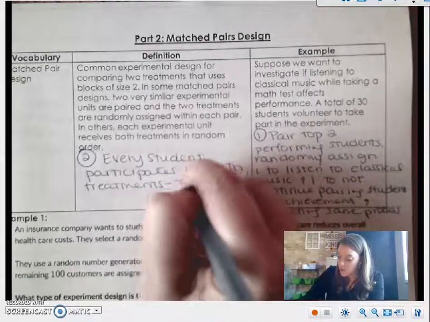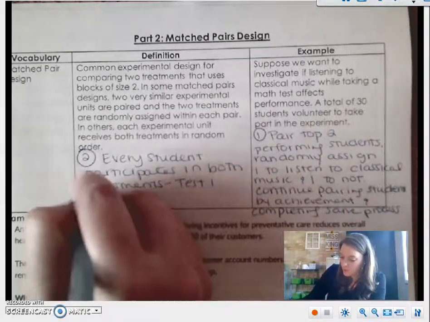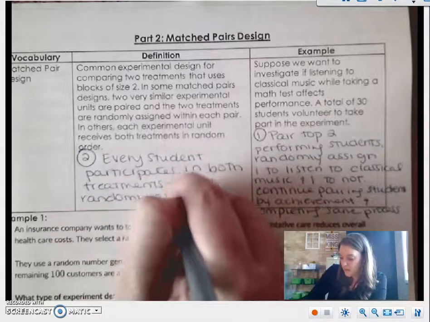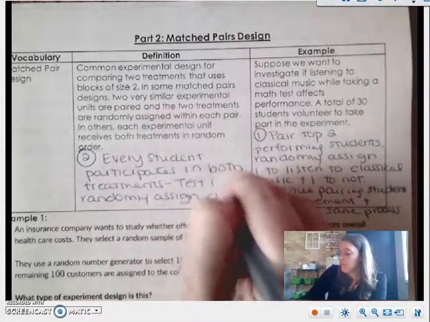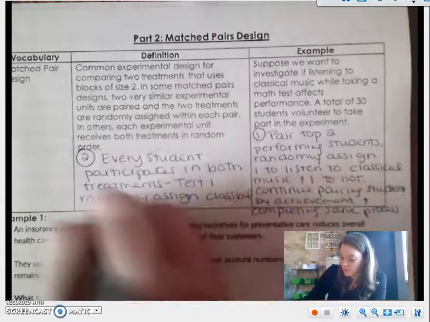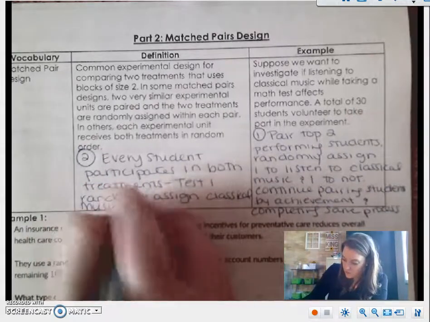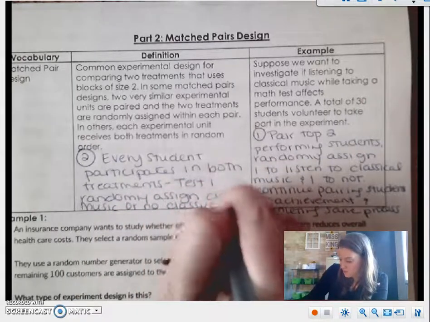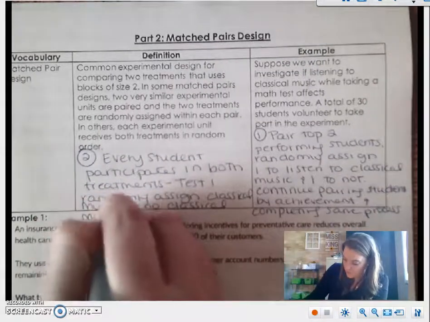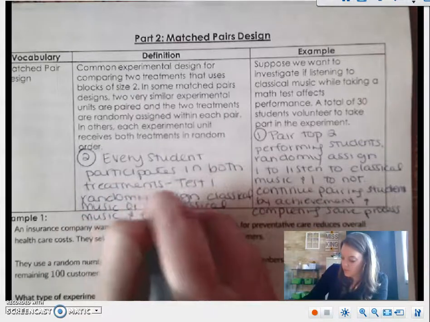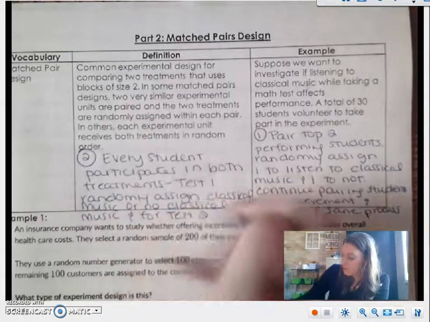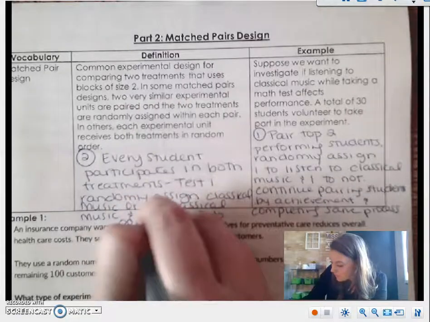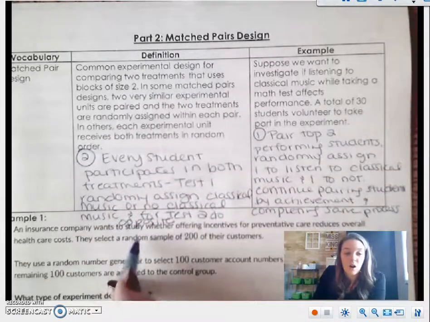So for test 1, randomly assign classical music or no classical music, and for test 2 do the opposite. I'm running out of room. That says opposite.